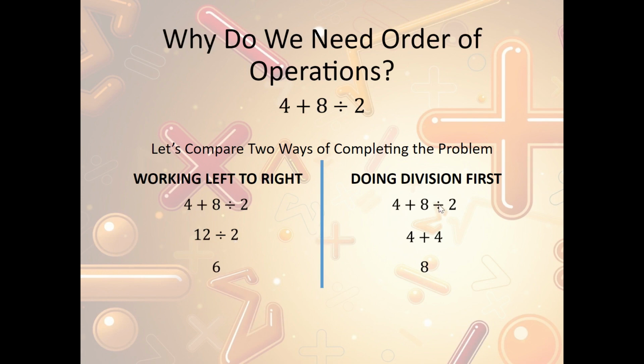Well, if we do it with the division first, we get 4 plus 8 divided by 2. 8 divided by 2 is 4. 4 plus 4 is 8. So you can see that we end up with two completely different answers, even though we didn't make any mistakes necessarily. We calculated things correctly, we did all our math correct, but we still ended up with two different answers because we started in two different places. So order of operations is something that's very important.